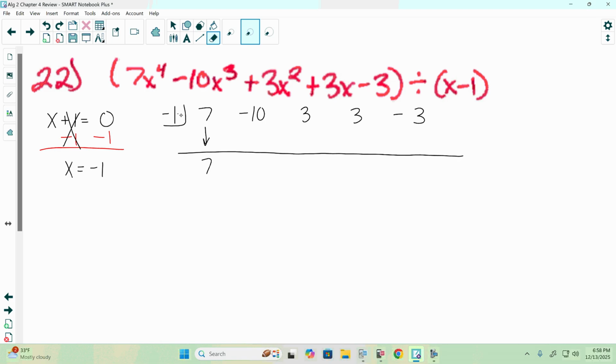Now we're going to start this process. Negative 1 times 7 is going to be negative 7. We put it under the next one. I'm just going to go on and jump through this here. Negative 10 plus negative 7 is negative 17. Then we're going to do negative 1 times negative 17. Negative 1 times negative 17 is going to be positive 17. Add straight down. 3 plus 17 is going to be 20. Then we're going to do negative 1 times 20. And negative 1 times 20 is negative 20. Then we're going to add straight down. 3 plus negative 20 is negative 17.